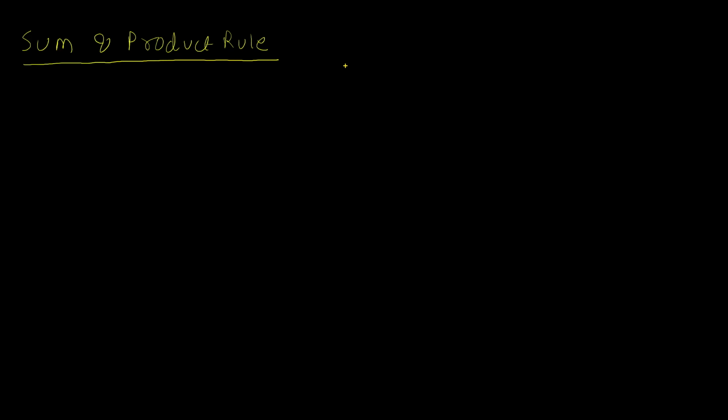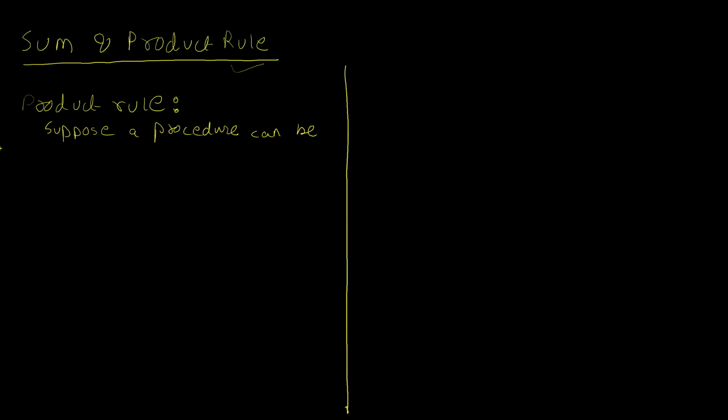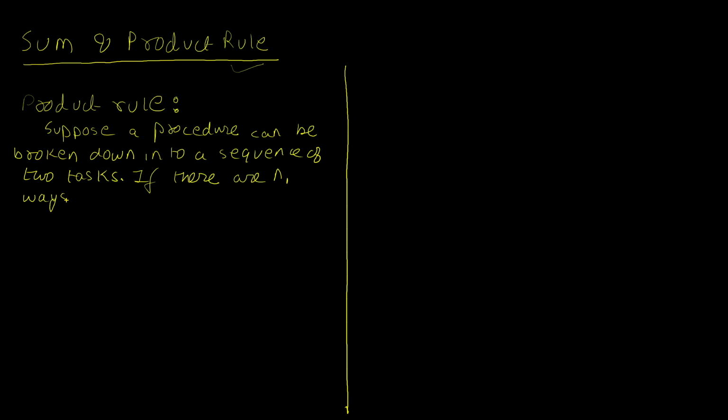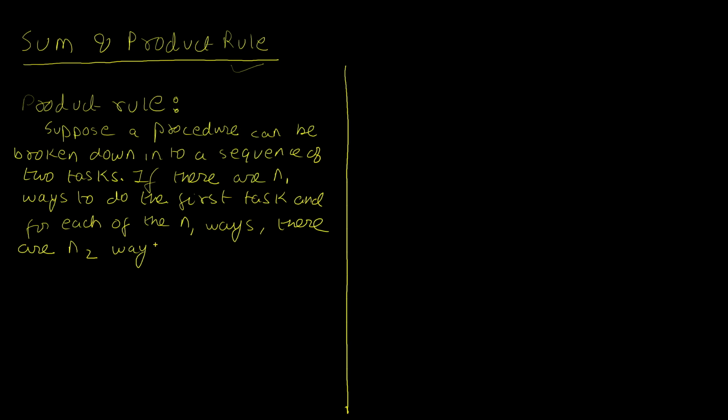So let us describe both of these rules together. We'll find out some ideas about them and also learn where each of these rules apply. And then we'll be doing a few numerical problems on this topic. And in fact, let us start by stating these rules. Getting started with the product rule, this has the following statement. Suppose that a procedure can be broken down into a sequence of two tasks. If there are n1 ways to do the first task, and for each of these ways of doing the first task, there are n2 ways of doing the second task, then there are n1 times n2 ways to do the procedure.